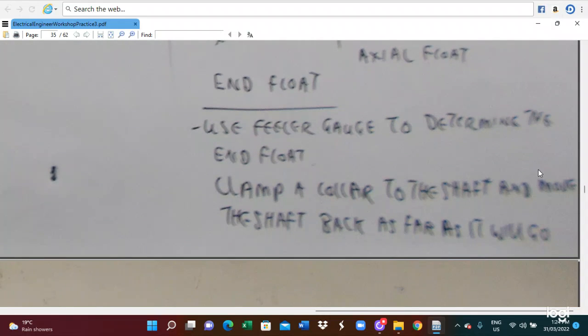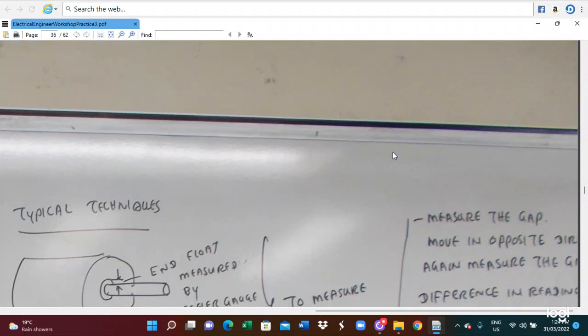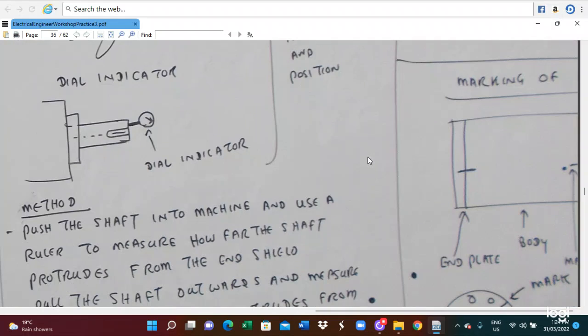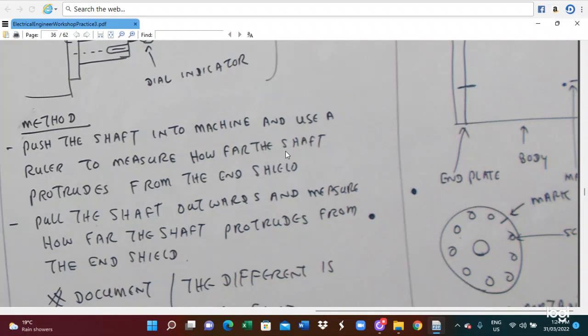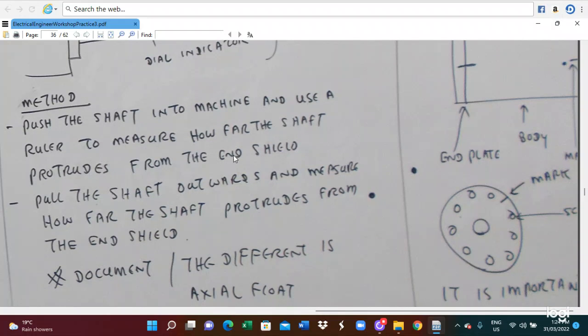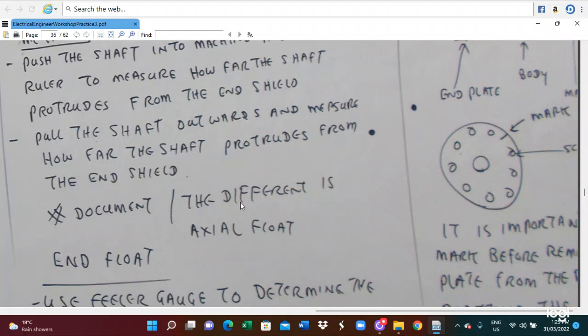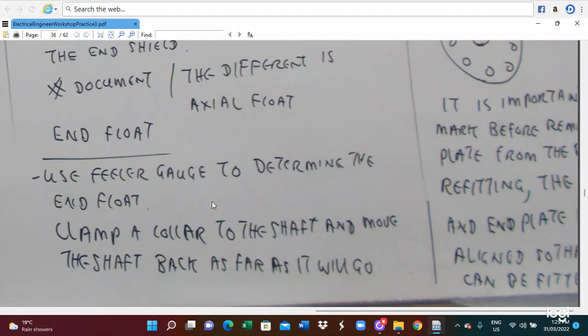Airflow is measured using an appropriate feeler gauge to determine the float. And you have to use a dial gauge to measure the shaft. Those things have to be utilized. So this is for the float measurement, and this is the dial indicator measurement we utilize. Put the shaft into the machine and use a ruler to measure how far the shaft protrudes from the end shield. Also pull the shaft outward and then measure how far the shaft protrudes from the end shield. We have to document the difference of the axial float. So use an appropriate feeler gauge to determine the float. We have to clamp a collar to the shaft and then move the shaft.